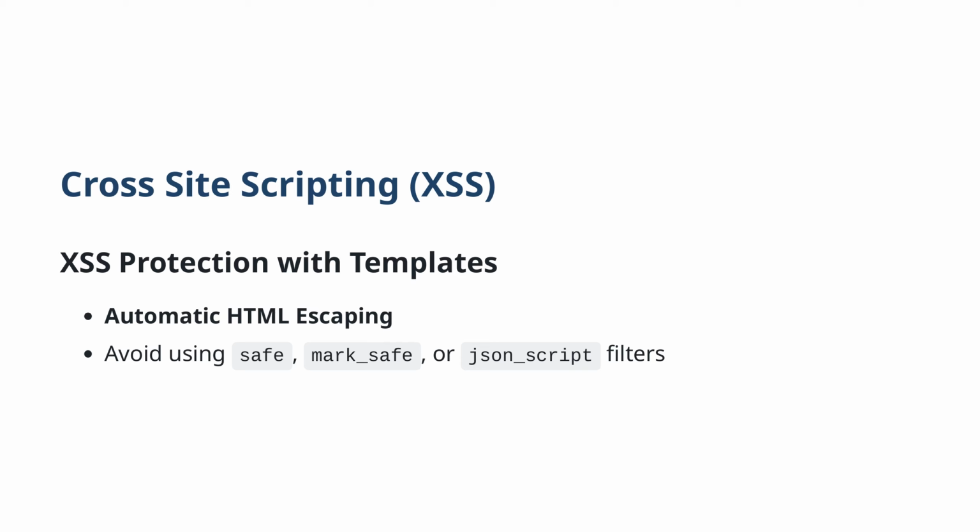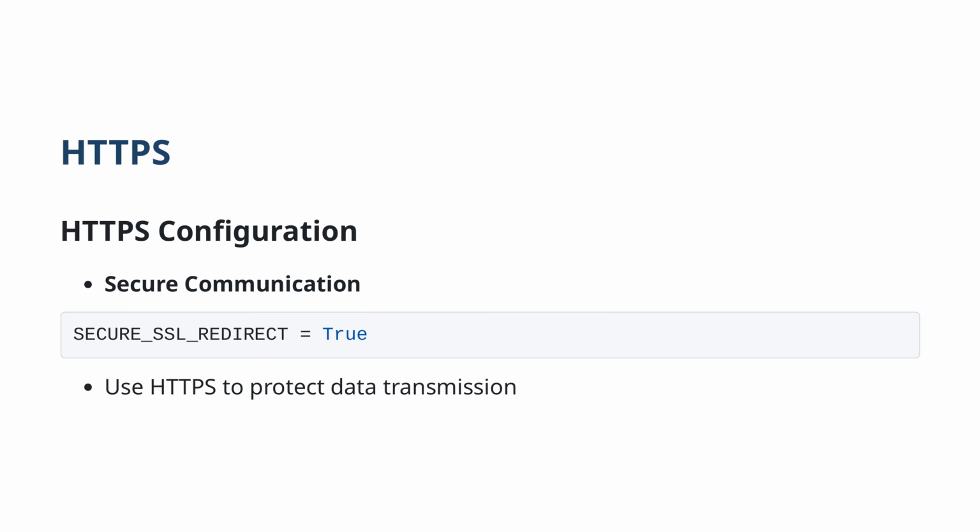execution of malicious scripts. It's important to avoid using the safe, mark_safe, or json_script filters arbitrarily. These filters disable the automatic escaping, thereby introducing a potential security risk. Use them only when you're certain that the data being rendered is safe and has been properly sanitized. By adhering to these practices when using Django templates, you can significantly enhance the security of your web applications and protect against XSS attacks.